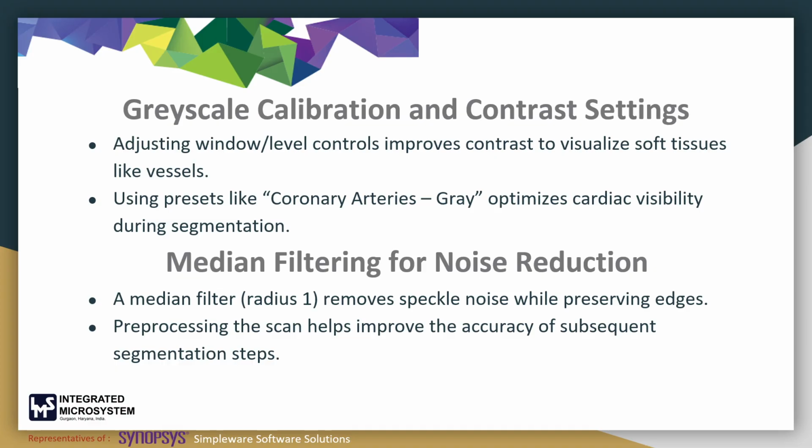For cardiovascular applications, setting the window level correctly is crucial, especially when attempting to visualize low contrast tissues like coronary arteries. The software also includes predefined presets such as coronary arteries gray, which are optimized for cardiac visibility. These settings are designed to help clinicians and engineers enhance the image for better segmentation without trial and error, manual tuning.